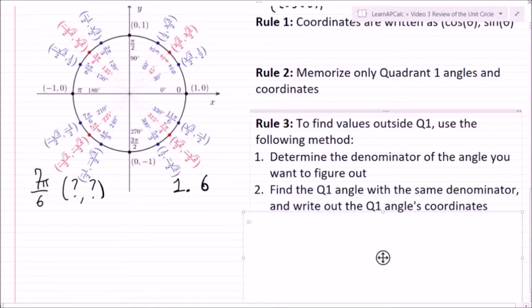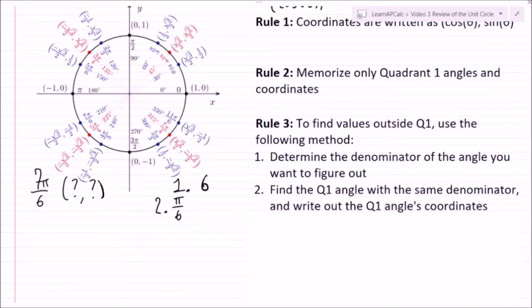Alright, so next we're going to want to find the quadrant 1 angle with the same denominator and write out that quadrant 1 angle's coordinates. So from step 1 we know that the denominator of the previous angle was 6, which lines up with the angle pi over 6 in the first quadrant, because pi over 6 has a denominator of 6. And then we just want to write out its coordinates that we've memorized, which in this case is root 3 over 2, comma, 1/2.